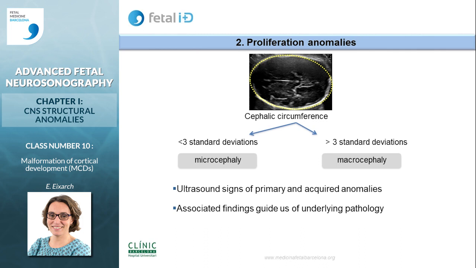The cephalic perimeter is the ultrasound marker that will allow us to make the diagnosis. If we find a cephalic perimeter under 3 standard deviations, we are facing a microcephaly. On the other hand, if it is above 3 standard deviations, we are facing a macrocephaly. We have to take into account that micro and macrocephaly are ultrasound markers of primary or acquired anomalies, and as a marker, we will have to look for the underlying pathology that is producing this alteration.